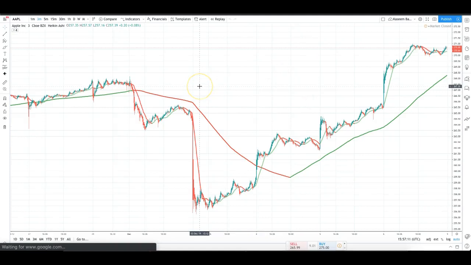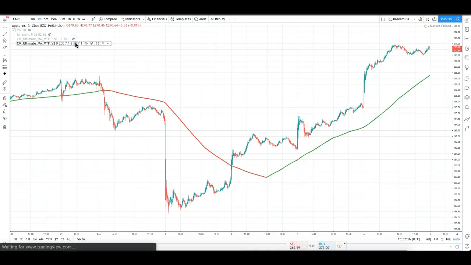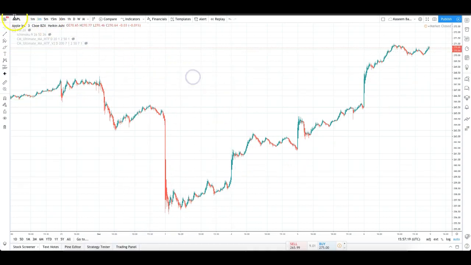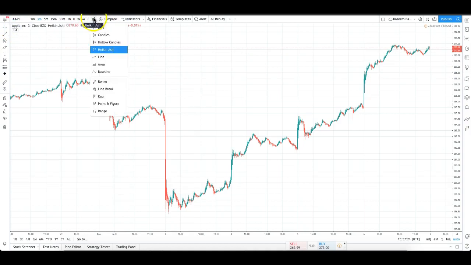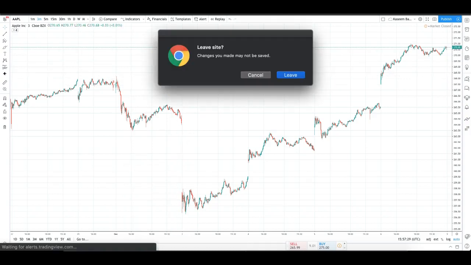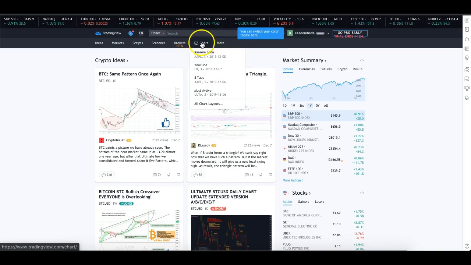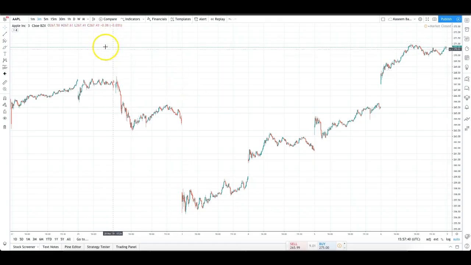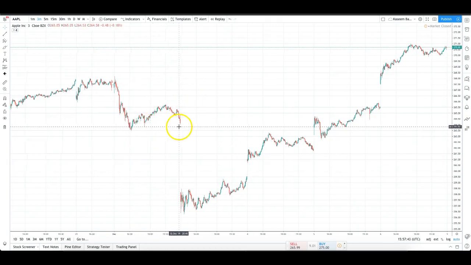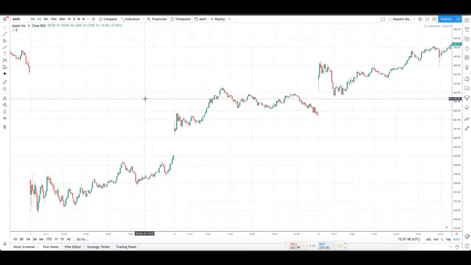When you go to chart, you're going to get something that looks like this. Let me take away all of those. Once you click on chart, it would bring you here, right? This is Apple stock, and this is what the basic chart looks like.